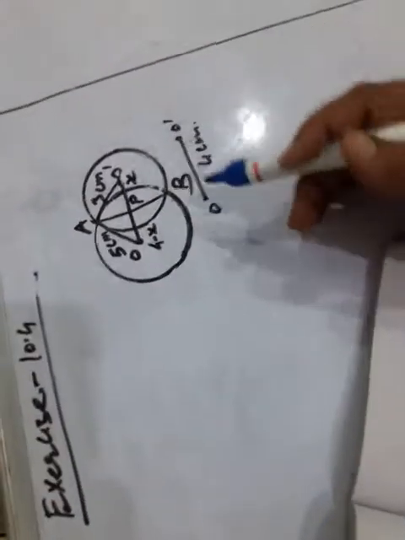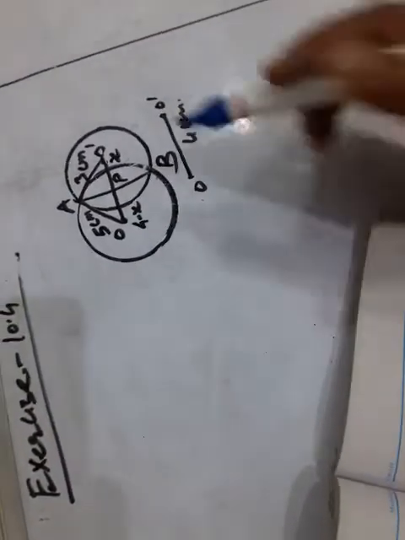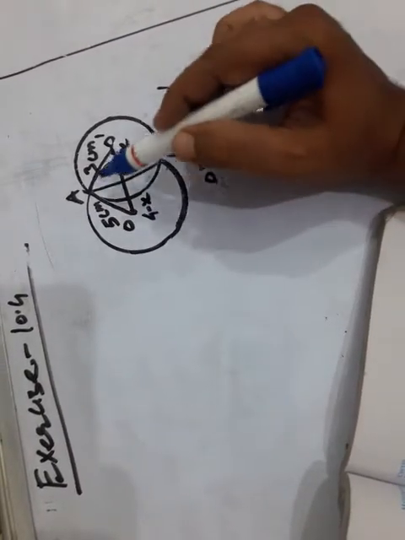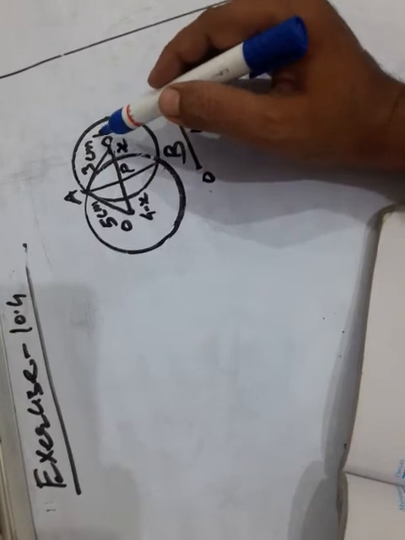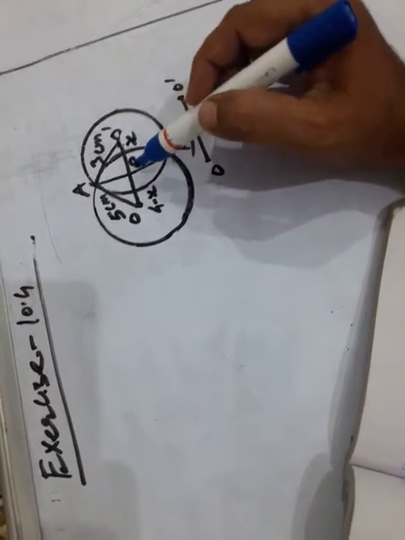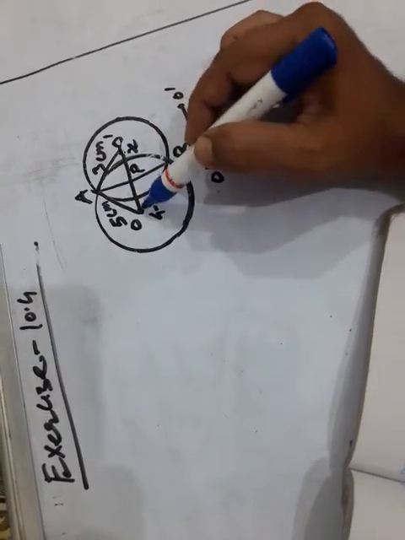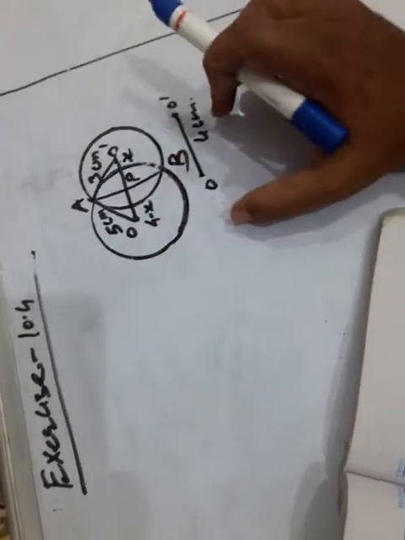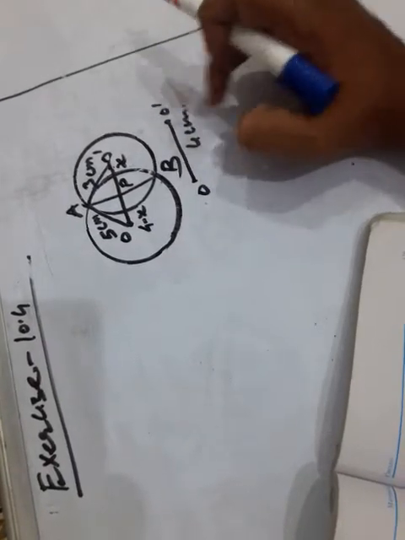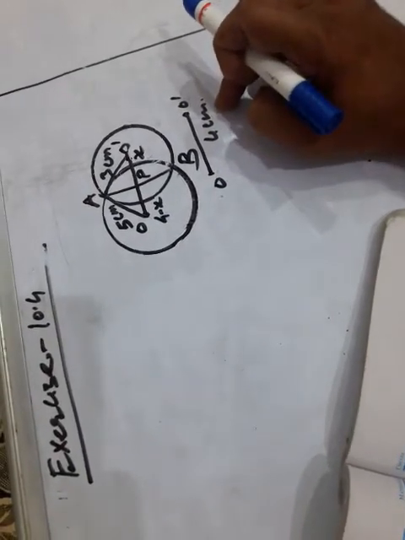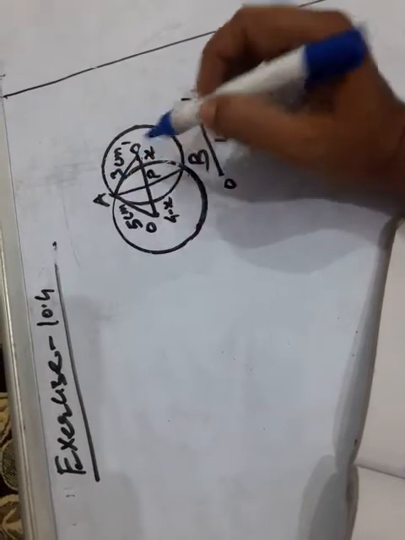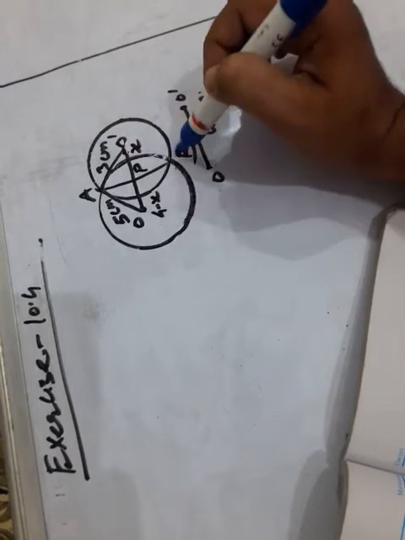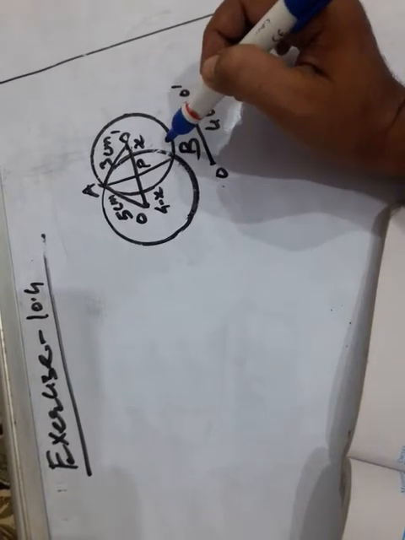Clear, children? Here, see the figure. The figure is not given in the book, so we have to draw two circles, with 5 centimeter radius and 3 centimeter radius. Let their centers be O and O dash. The distance between O and O dash is given to be 4 centimeter. A and B are the two points of intersection of both the circles.